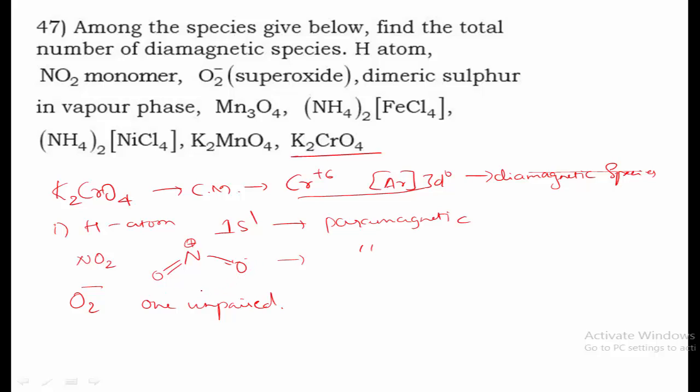In the similar manner, S2 and Mn3O4 all have unpaired electrons, hence all these are paramagnetic in nature. So simply go on finding the number of unpaired electrons, then you can easily get the answer. So except K2CrO4, all are paramagnetic. Only K2CrO4 is diamagnetic.